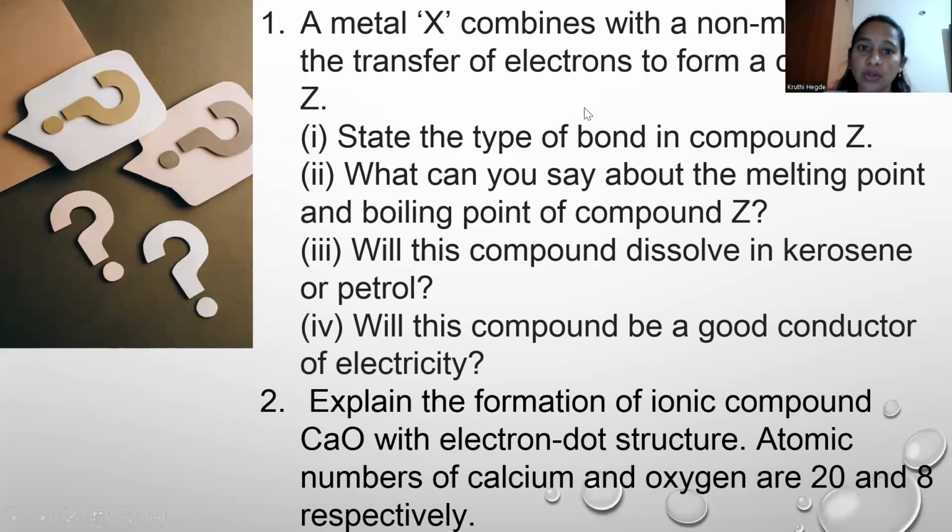Okay, that's all for today. Let's catch up with another video shortly about continued discussion of the chapter metals and non-metals.